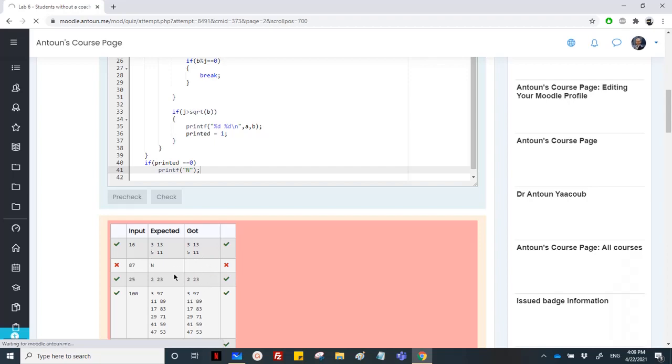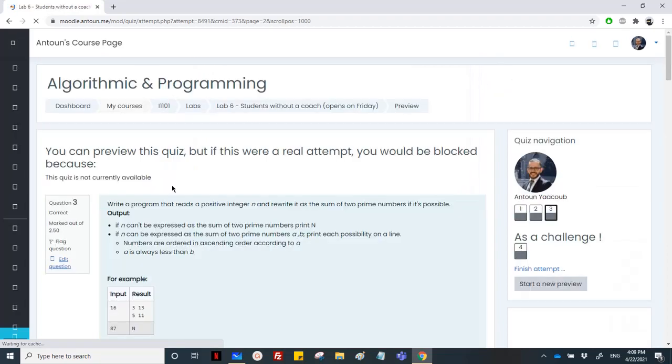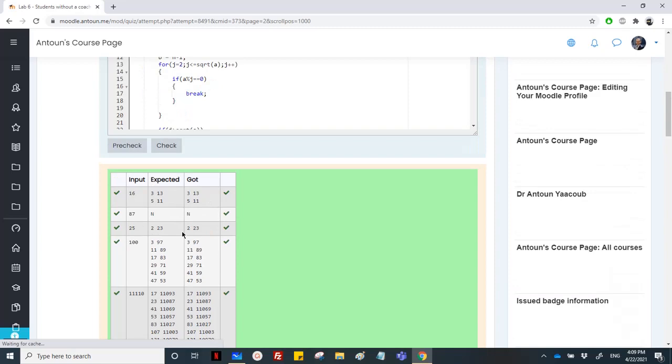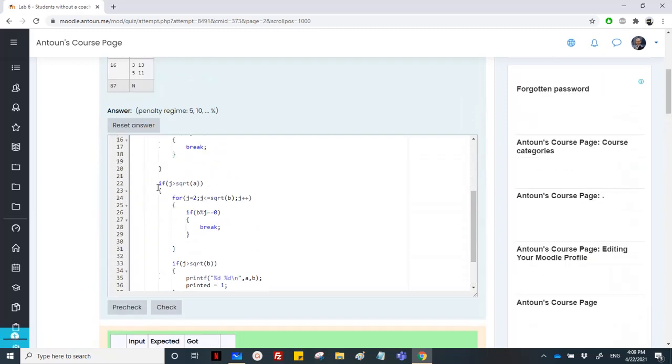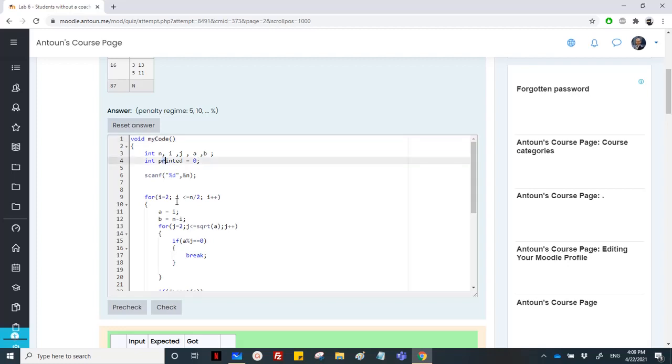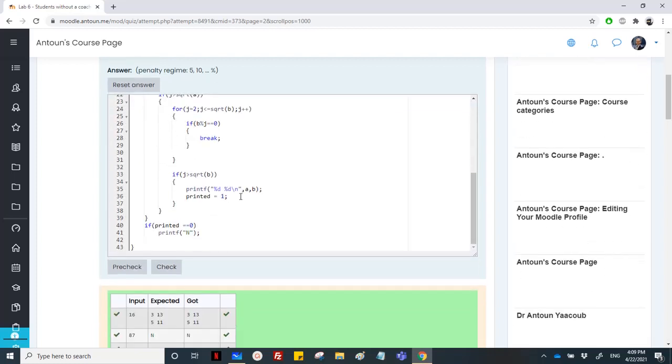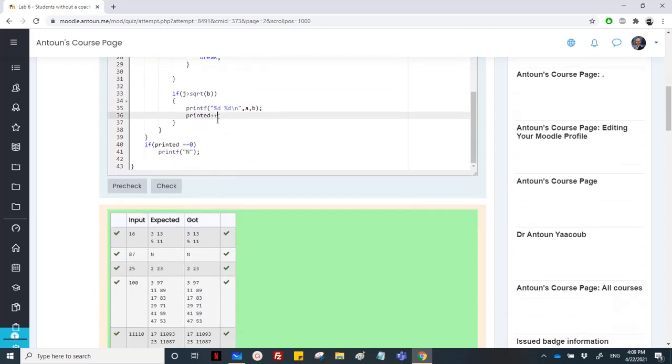So if we ask you to keep a counter, we just need to modify printed and make it increment. So we will increment it. So let's do it again here. I will start from 0. So this is a counter, and whenever I'm doing a print, I will increment the number.